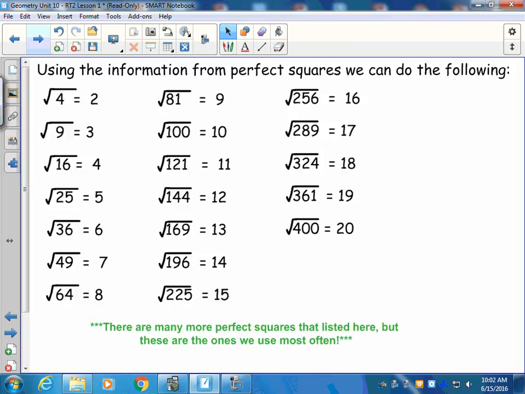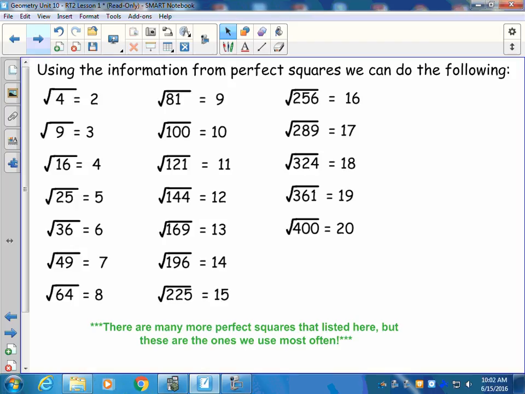Okay, so now if we can kind of turn this around and understand that if we square root, which is what the radical is, square root of 4 is 2, because 2 times 2 equals 4. So notice that when we're working with square roots, we're looking for the perfect square values.